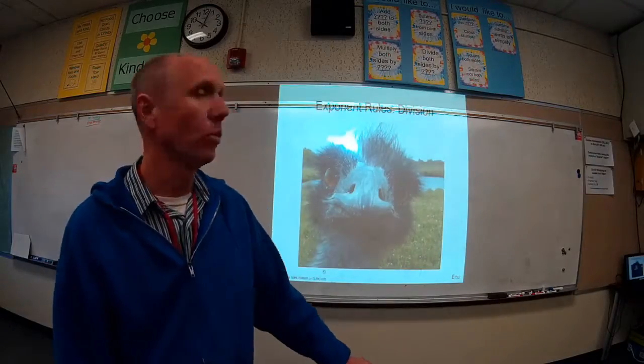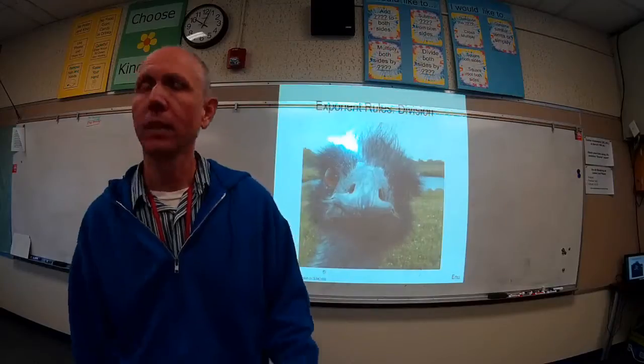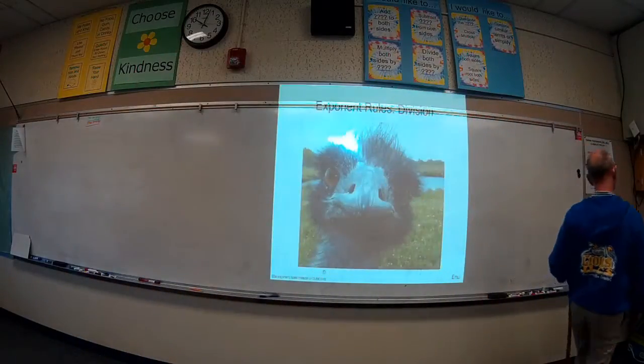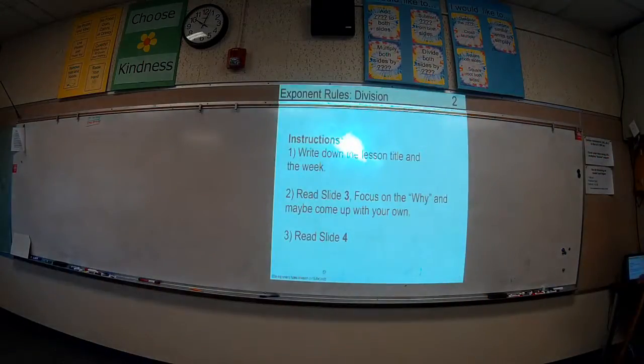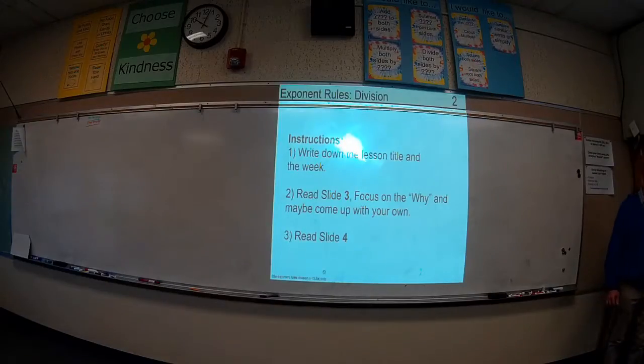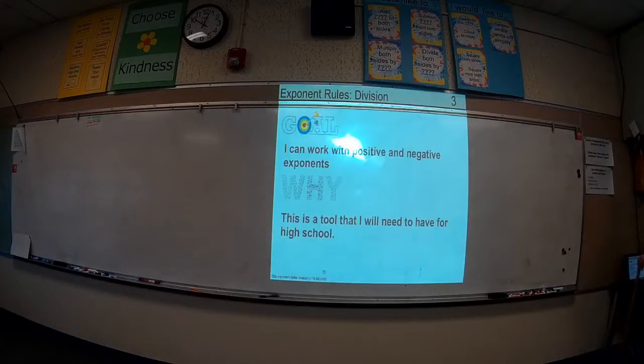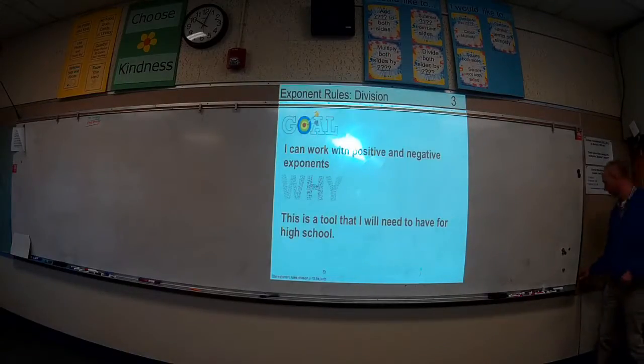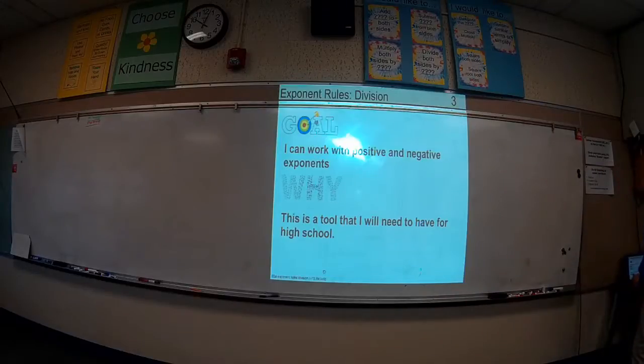And we're talking about exponent rules, division. Here it goes. What's the current learning goal? Sophia, what's the learning goal? Good. And Ganter, what's the why? This is a tool that I will need to have for teaching. Excellent.